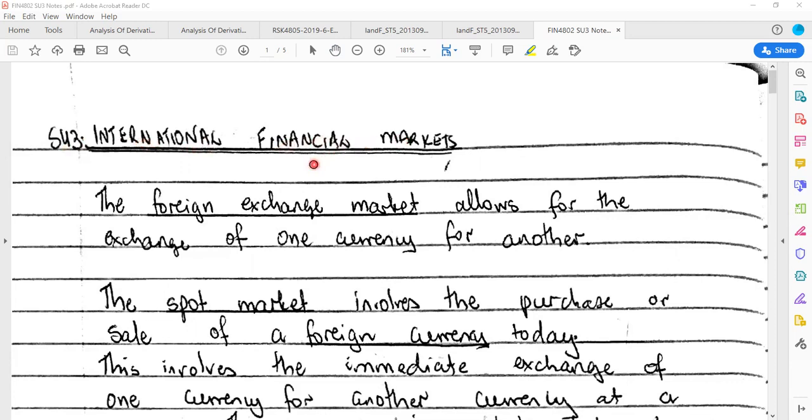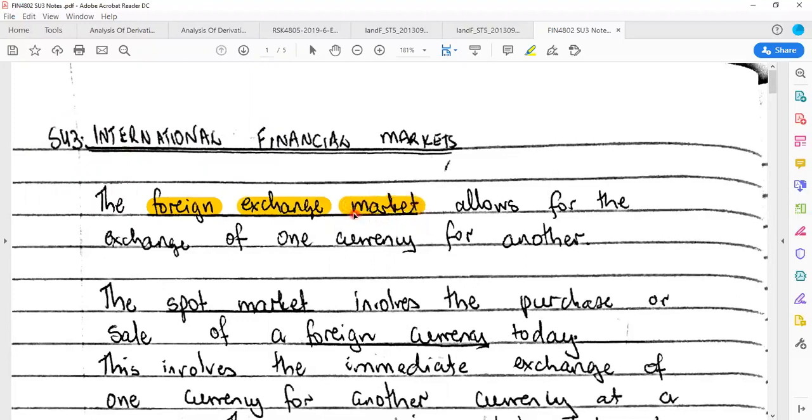In this study unit, we'll start coming across some of the important terms that will be used later on in this module when it comes to some calculations we'll be doing involving exchange rates. Okay. So the first thing you need to know in the study unit is what we call the foreign exchange market.